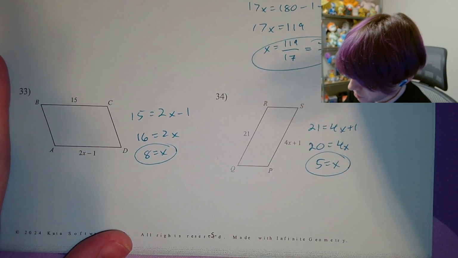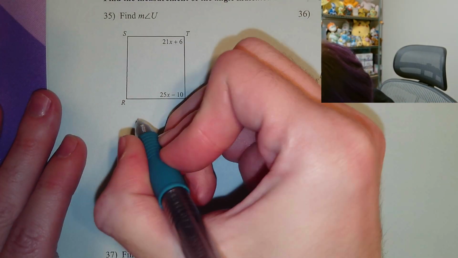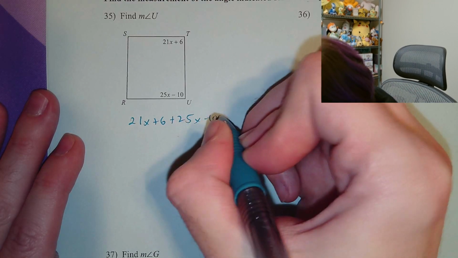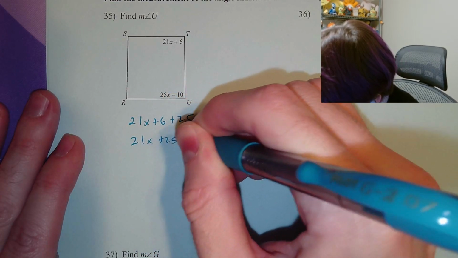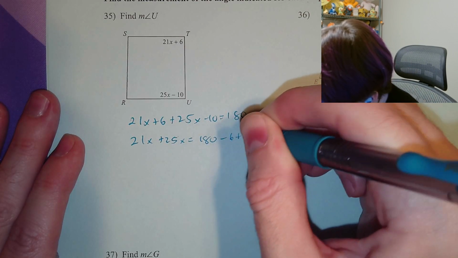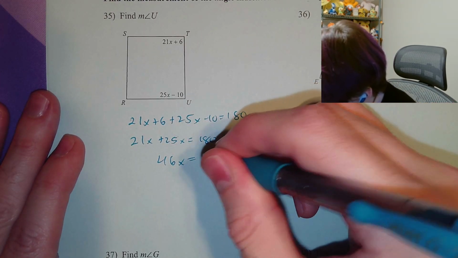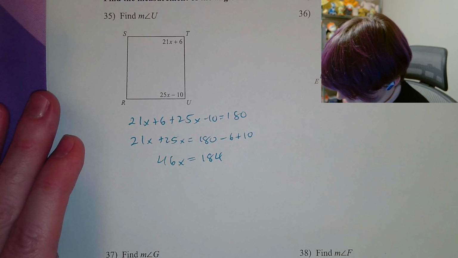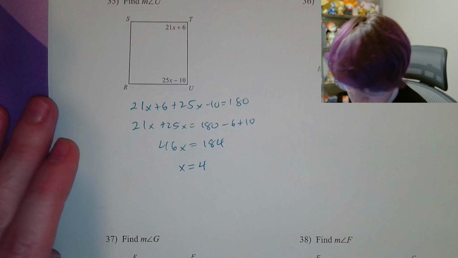We're almost halfway through. 3 more questions to halfway through. Question 35, here we go. Question number 35. So yet again, they add up to 180. Showing extra work again. 21x plus 25x equal to 180 minus 6 plus 10. 46x is going to be equal to, I can do math, 184, and then 46 goes into 184 4 times. So x is going to be equal to 4, but you got to figure out the measurement of angle U.